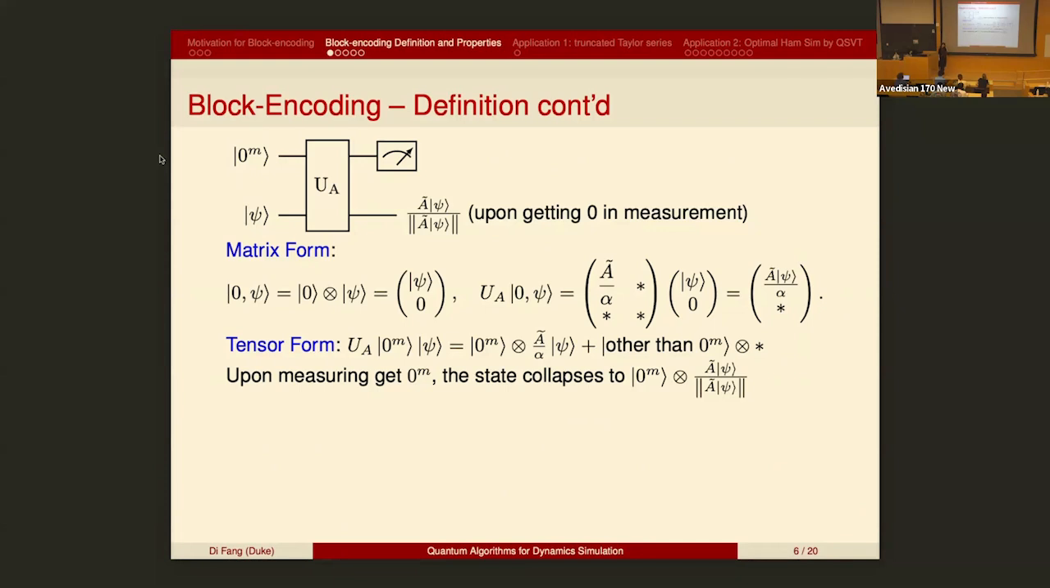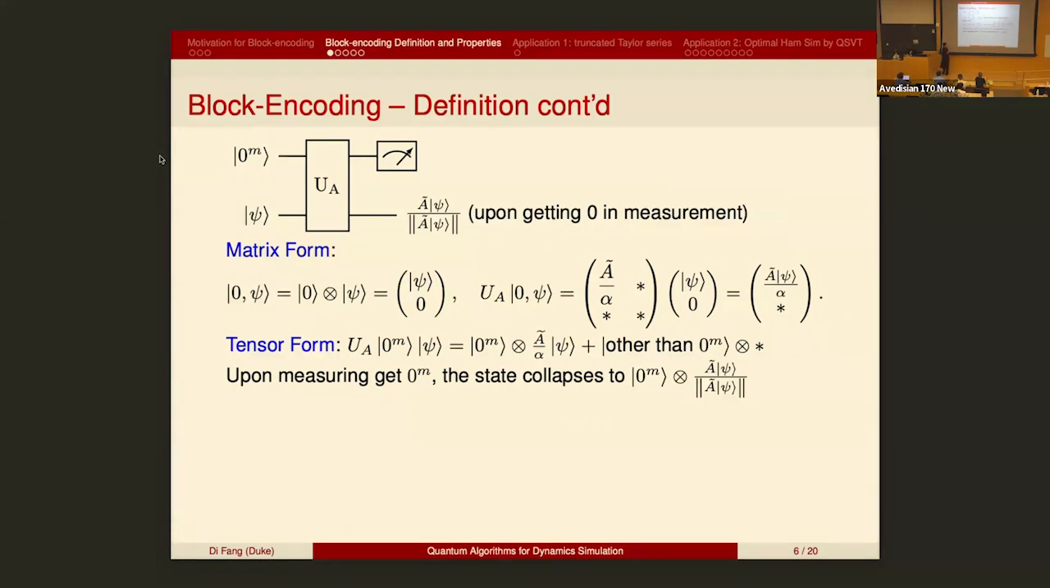Please. Do you want the box? So is it possible that you would have to run the circuit many times, depending on the alpha, to get that 0 measurement? Perfect question. Great question. So I did say that it comes with a probability.